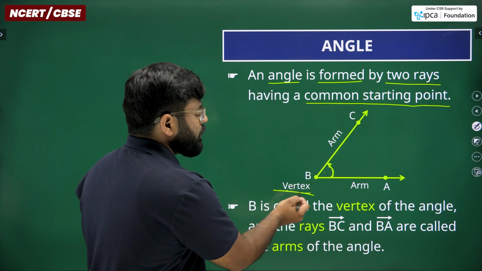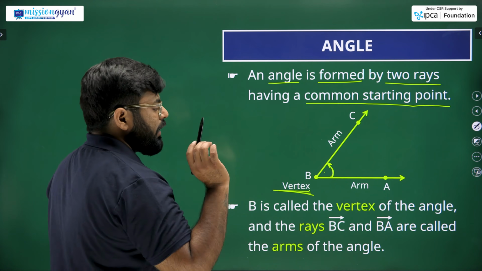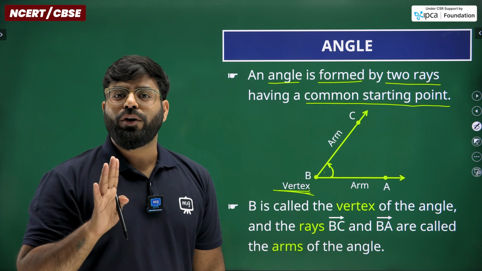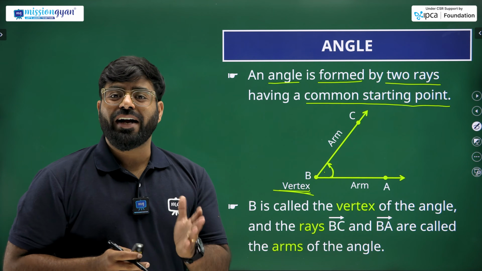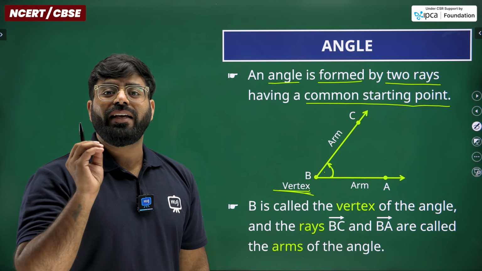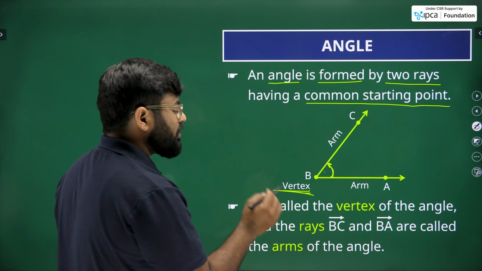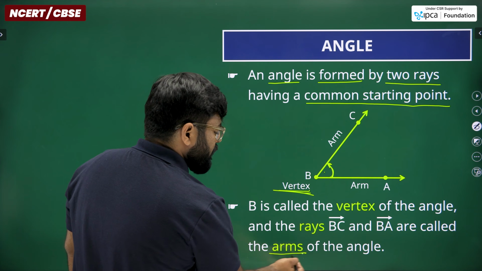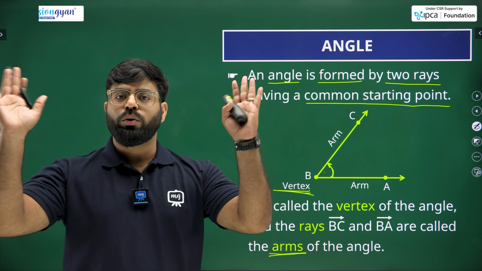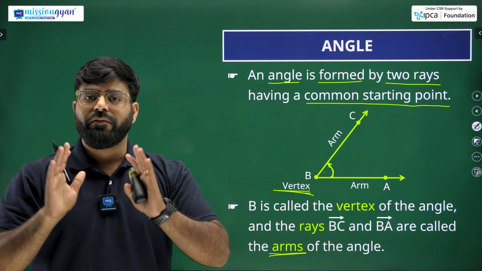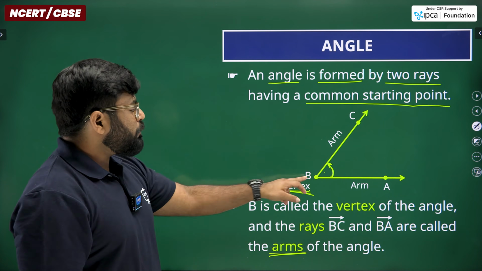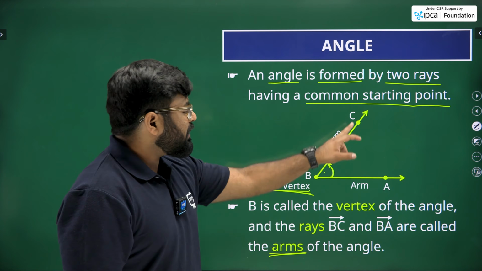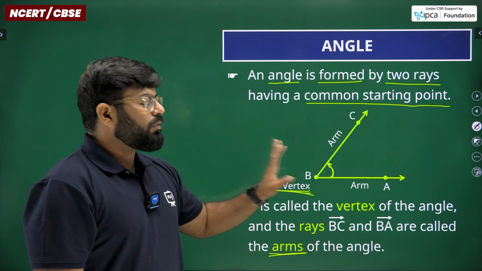Now, B is the vertex of the angle and you can see point B here. This is called the vertex of this angle. In this figure, rays BC and BA are not simply called rays, so what are these rays known as? These rays are known as the arms of the angle. So let's check on the screen. The rays BC and BA are called the arms of the angle. We have two arms, so we have two rays. So basically BC and BA are the arms of this angle.